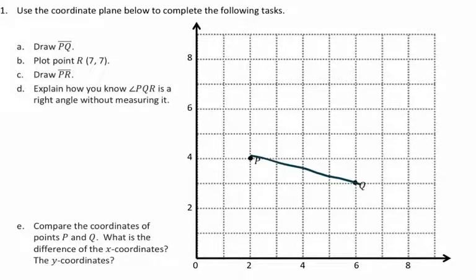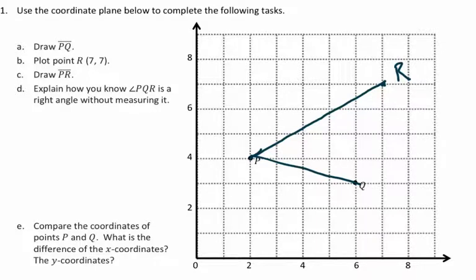Okay, and then part B says plot point R at 7, 7. All right, so there's point R. And we're going to draw a line segment PR. And part D says explain how you know angle PQR is a right angle without measuring it.